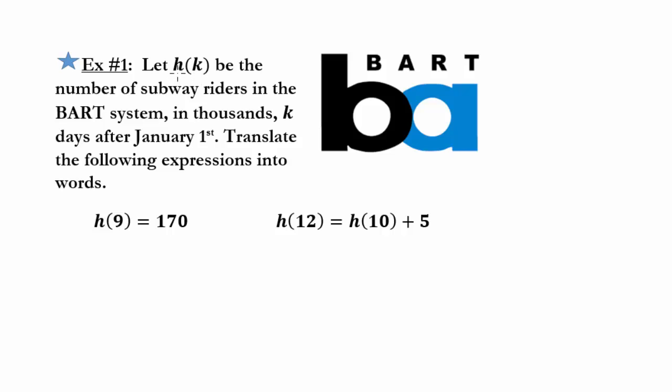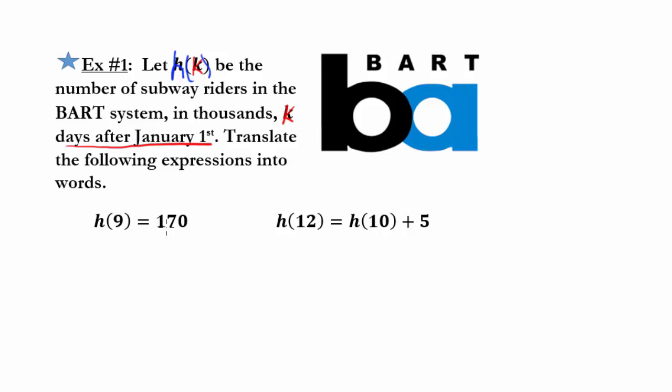We are given a function, the function has a name of h. So let's put that in blue. So that's the function name, and the input here is k. So let's put that in red, and this value of k represents the number of days, right? K is the number of days after January 1st. So the input is representing a number of days.